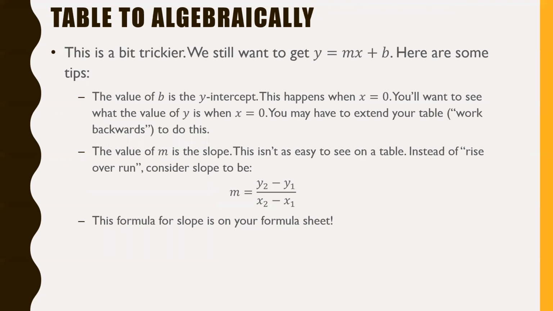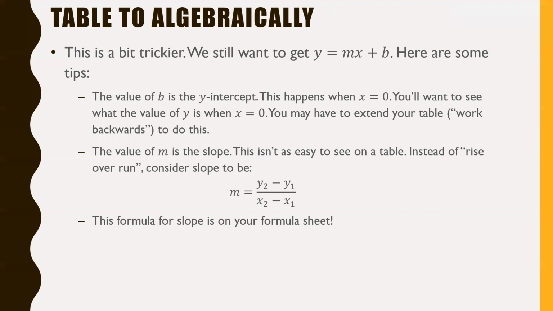Next one. We've talked about going from a graph to an algebraic form. And this one's a little beefier. We're going to go from a table to an algebraic form. So this is a bit trickier. We still want to get y equals mx plus b, but here are some tips. There's not really a first do this, then do this thing. You're going to need some tips on this one.